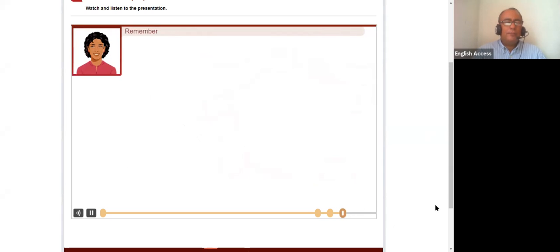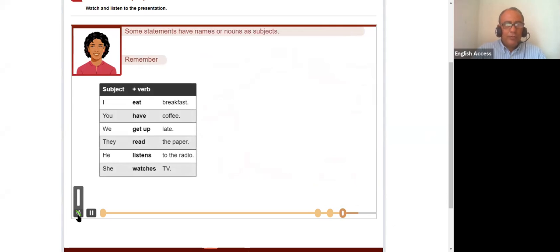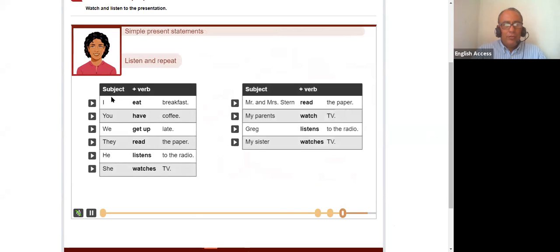And then we have an exercise. Remember, simple present statements. This is the remember part. Okay, this is only for the examples, and you can listen and repeat the examples. You see, we have the subject plus the verb and a complement or the rest of the information. And you can click on it to listen and then repeat the sentence. Please, for example, now listen and repeat, Pacheco and Fatima. 1, 2, 3. I eat breakfast.